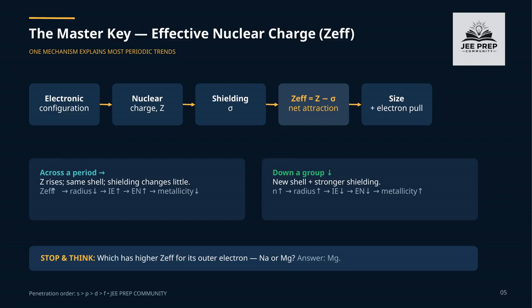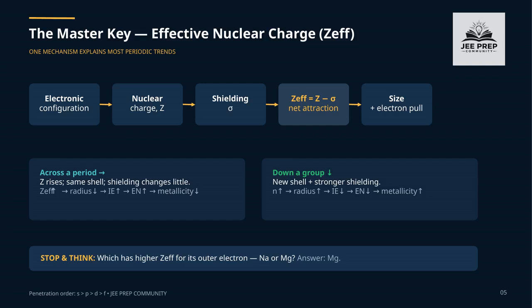has an additional shell. Whenever you see a radius question, first classify the comparison, same period, same group or isoelectronic. Then apply one mechanism. Across a period, compare effective nuclear charge. Down a group, compare shell number and shielding. For isoelectronic species, count electrons and then compare nuclear charge. This method is more reliable than memorizing a long list of radii.